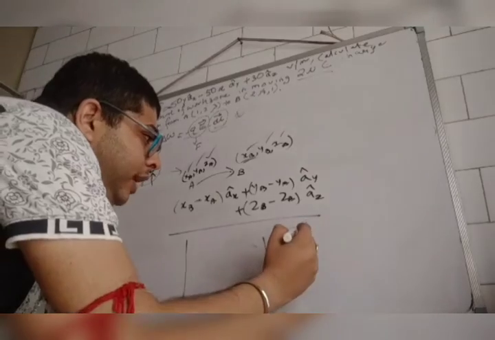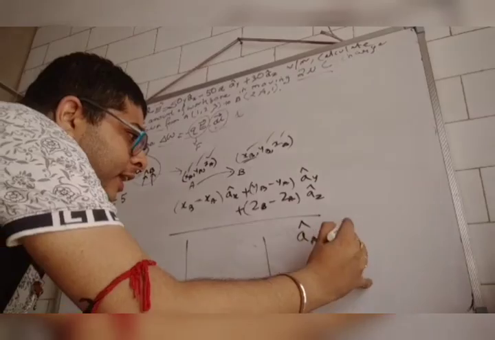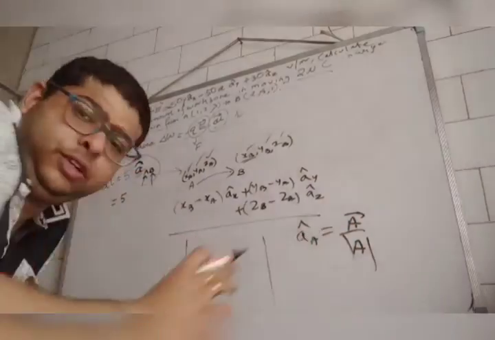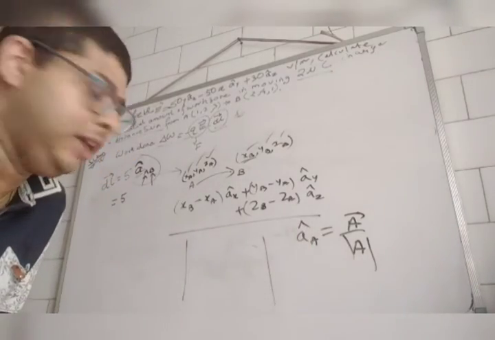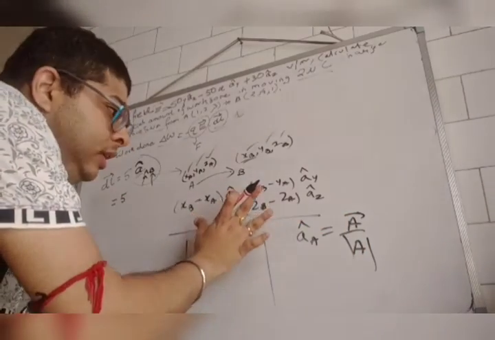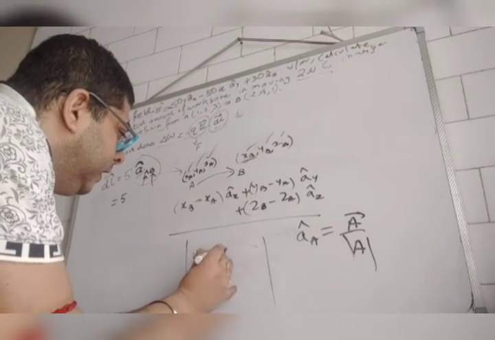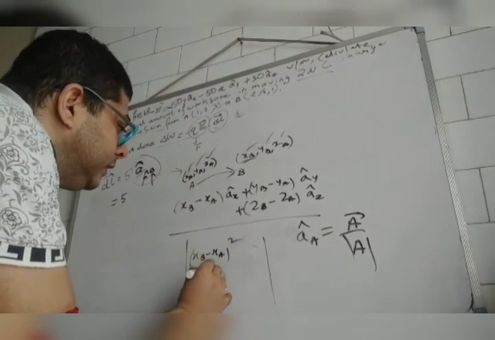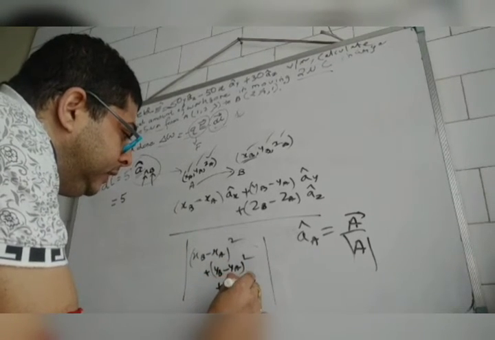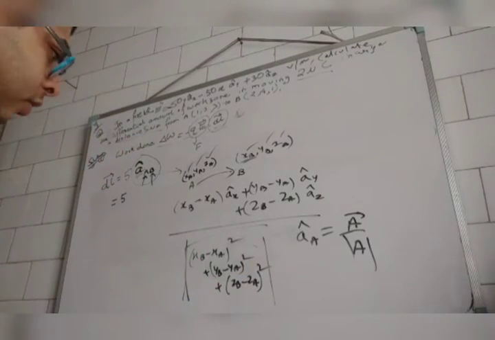That means, if you recall that we generally write A cap, if A is a vector, and we divide it by the magnitude of A, then we get the unit vector. So this is the unit vector formula. Same thing I am doing here. Instead of A, we have this vector, and the magnitude will be this. You know how to calculate the magnitude: (xb minus xa) whole square plus (yb minus ya) whole square plus (zb minus za) whole square, and of course you need to take the root. So this is the magnitude.